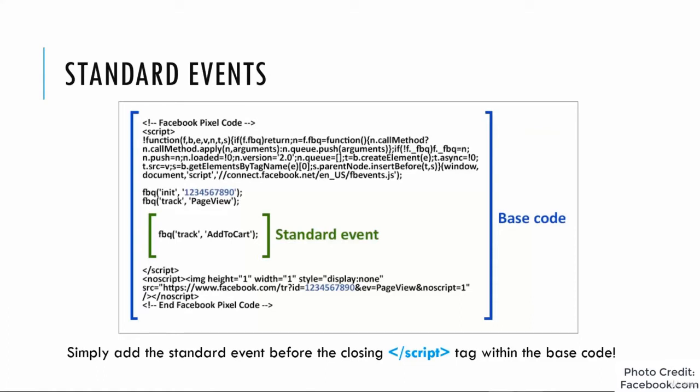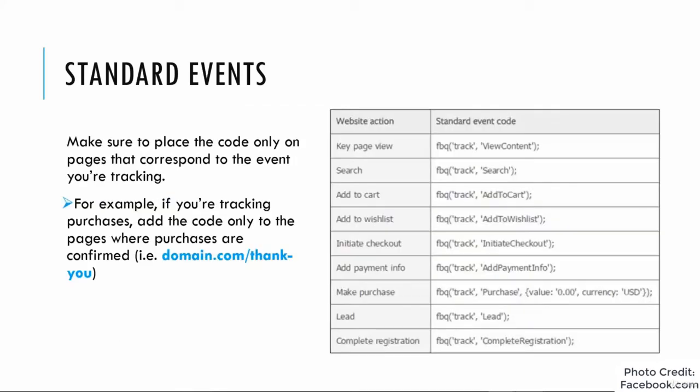And remember, this base code, or Facebook pixel, is what we paste in before the closing head tag on each page. So this standard event edition of Add to Cart, this would be added before this closing script tag on the Add to Cart page. So make sure to place the code only on pages that correspond to the event you are tracking.